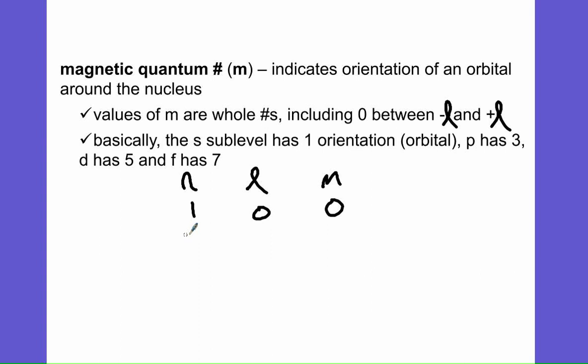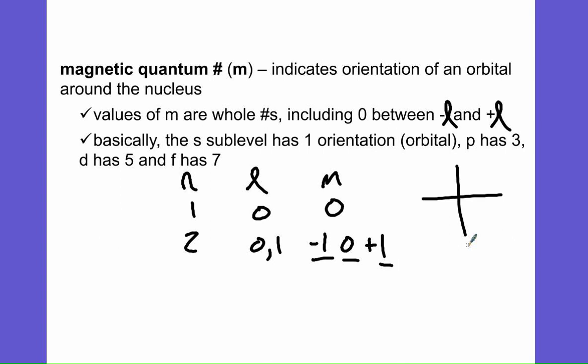Whereas if n equals 2, remember L would then be 0 and 1, and I can go all the way from negative 1 to positive 1, including 0, which gives me 3 digits, which tells me that there are 3 orientations for that orbital. So when I talk about those p orbitals, there's actually 3 ways that can be oriented.